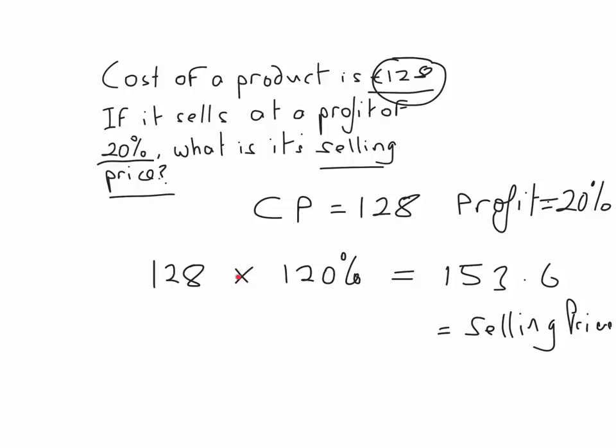So again, of is the multiply sign. So we're going to multiply 128 times 120%, put that in our calculator, and we get an answer of 153.6. Alternatively, we could multiply 128 by 1.2, making that into a decimal by dividing by 100. Both methods will give you the same answer of 153.6, which is our selling price.